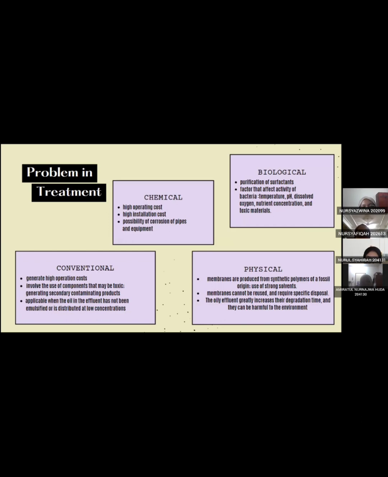For the biological, it involves the purification of surfactants. Also, there are factors that affect the activity of bacteria such as temperature, pH, dissolved oxygen, nutrient concentration, and toxic materials. For the physical treatment, membranes are produced from synthetic polymers of fossil origin, so it involves strong use of strong solvents. The membranes also cannot be reused and require specific disposal. The oily influence greatly increases their degradation time, and they can be harmful to the environment.